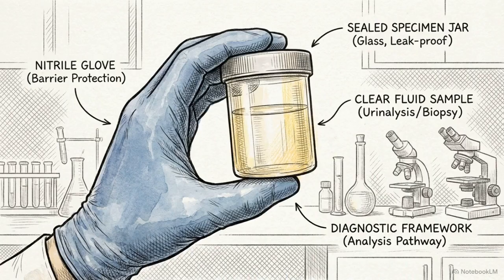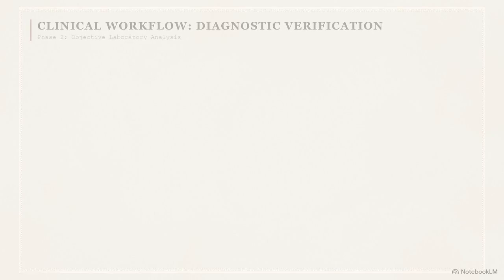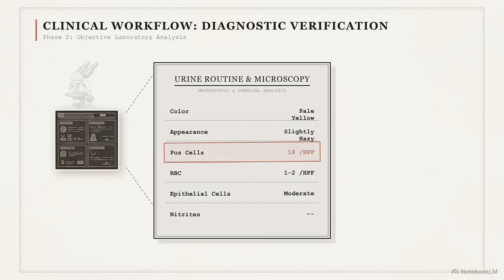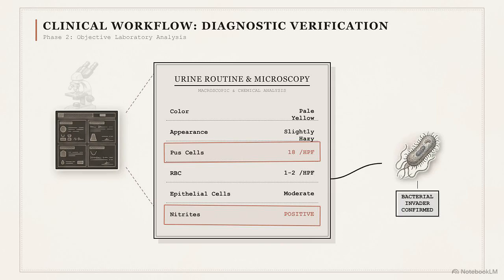Before initiating antibiotic therapy, the physical symptoms of a localized bladder infection must be verified with objective data. We do this by ordering a urine routine and microscopy test, as shown on this digital lab report. First, check the pus cells count. If the value is greater than 10, the body is actively fighting off an invader.